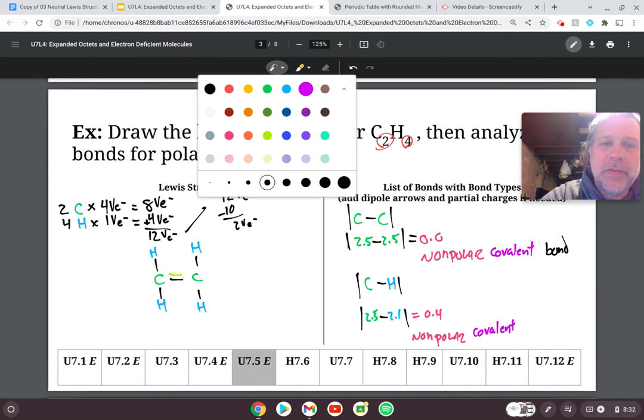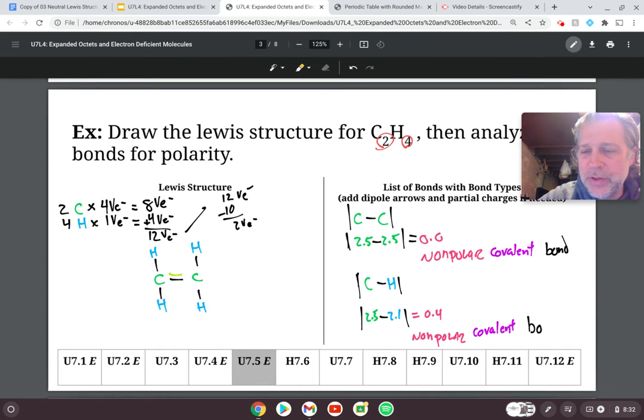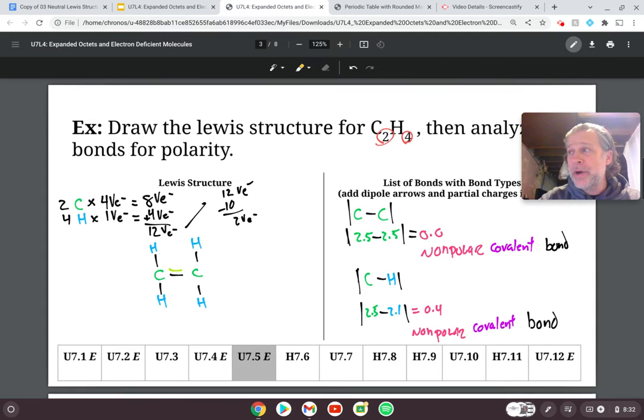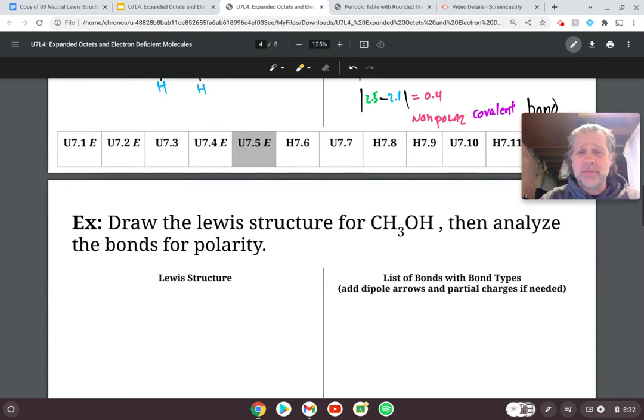And so what that tells me is that for this structure, I don't have to draw any arrows and I don't have to do any partial charges, and I'm left with that particular structure. Now, that was kind of easy. So now we're going to go on to one that's a little bit more complicated.